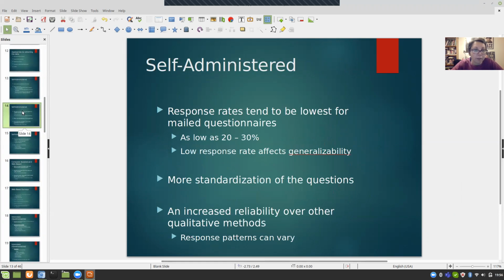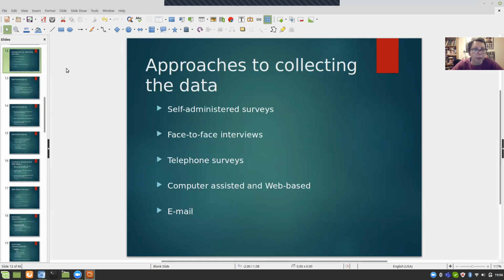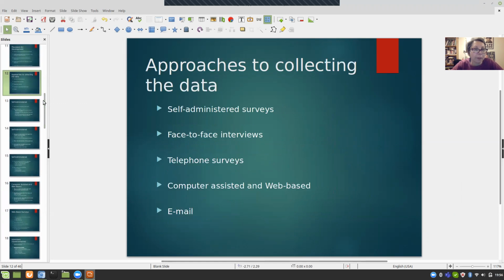Excuse me. It's going to be slide 14. I just wanted to, here we go. So sorry. Slide 12. I made some changes to this PowerPoint after I wrote down what slides I was going to cover. So we are on slide 12.